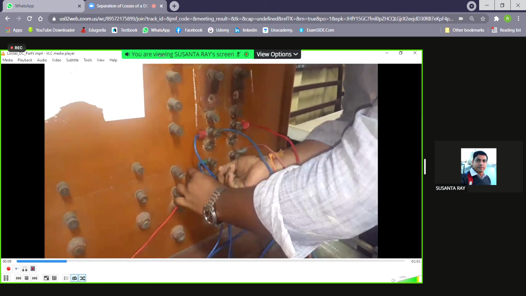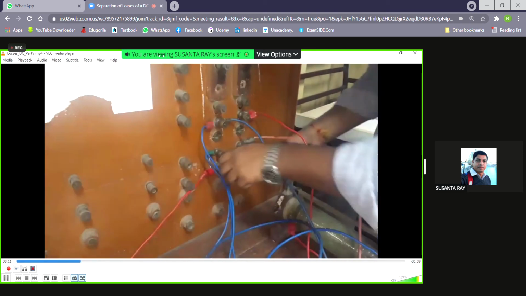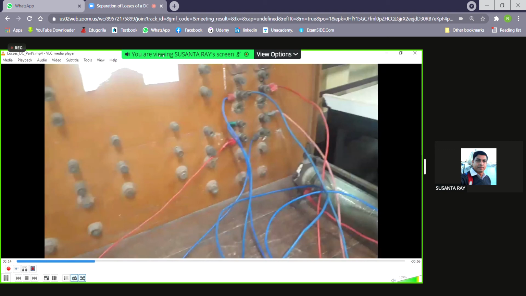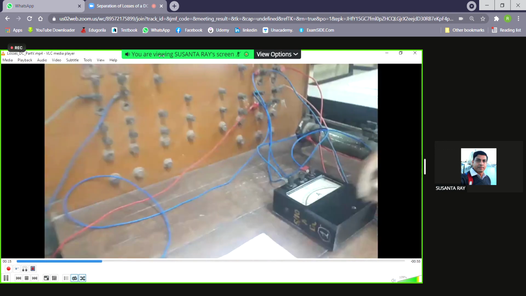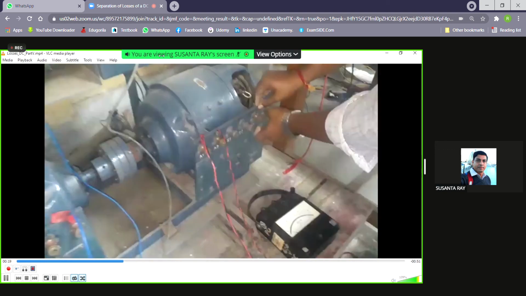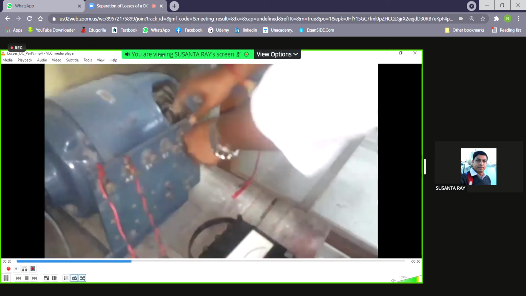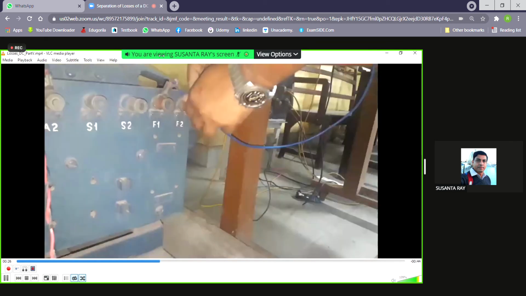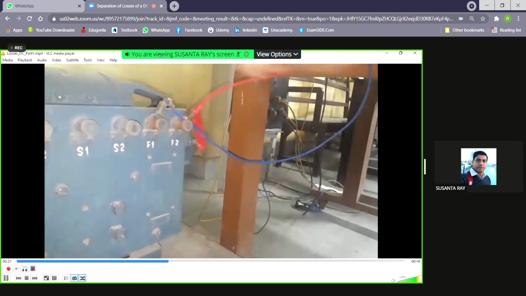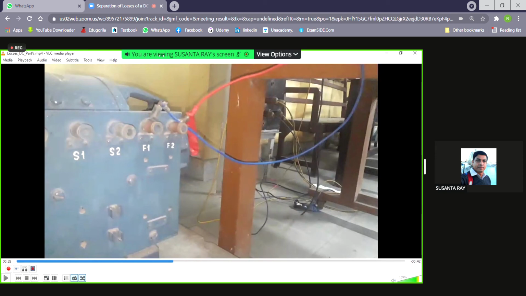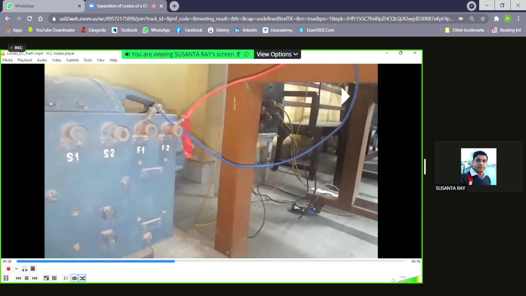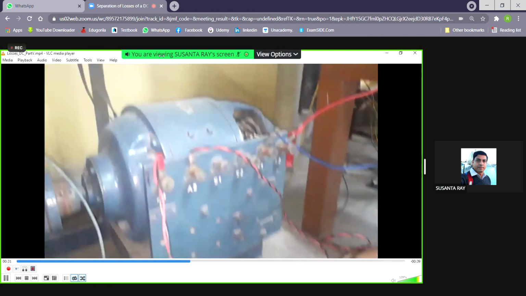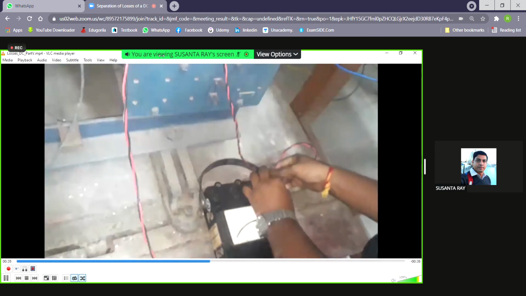So he is connecting two cables across V2, and these two cables will be connected with the field winding terminals of the generator, F1 and F2. Have you seen? This is how the field of the generator is getting excited. And here we will connect the voltmeter to measure the no load voltage or open circuit voltage.